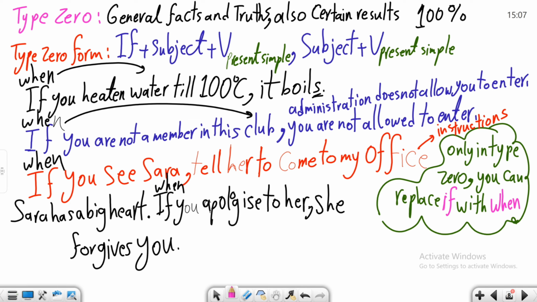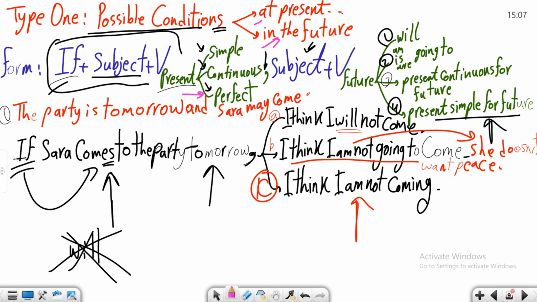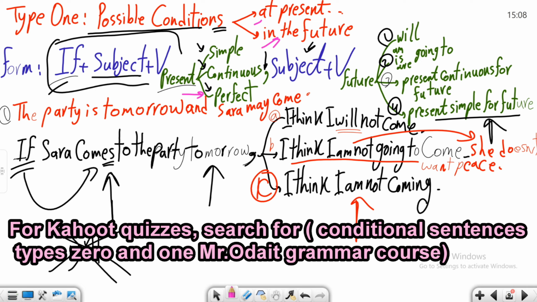And then we talked about type 0, and we said type 0 is used for general facts and truths. Then we talked about type 1, and we said that type 1 is used only for possible conditions at present or in the future. And we took examples, and we said we have to concentrate that we cannot use future in the if clause. The future should be in the main clause, my friends. Till here, I hope you enjoyed and learned how important our course is about the tenses and why we concentrated on the differences among tenses and to understand how to use these tenses in the other pieces of grammar.